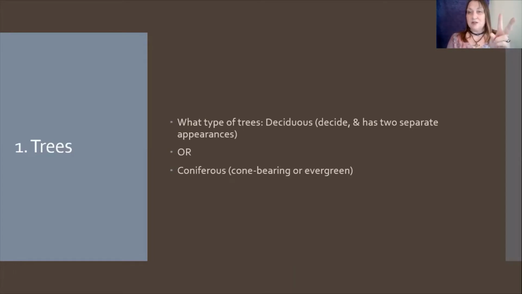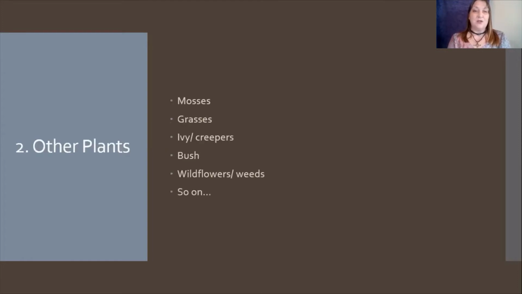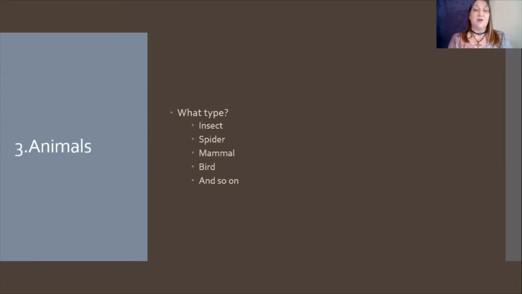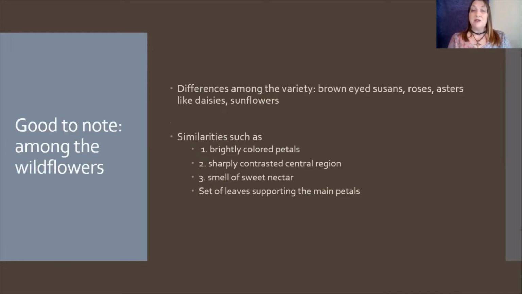And then the coniferous type tree is the one that's cone bearing or evergreen. So take note of what kind of trees we see here. We might see some other plants like mosses, grasses, or even some flowers. And with animals, we're going to be looking at what types of animals, insects, spiders, birds, mammals, any of the different kinds of animals that we might be seeing.